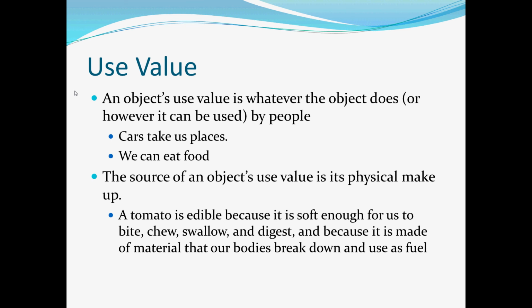But yeah, so we're surrounded by objects with use values. Now, the source of an object's use value is its physical makeup. So I gave the example in class of a tomato. A tomato didn't come into nature to exist as food for us. Tomatoes existed in nature before.